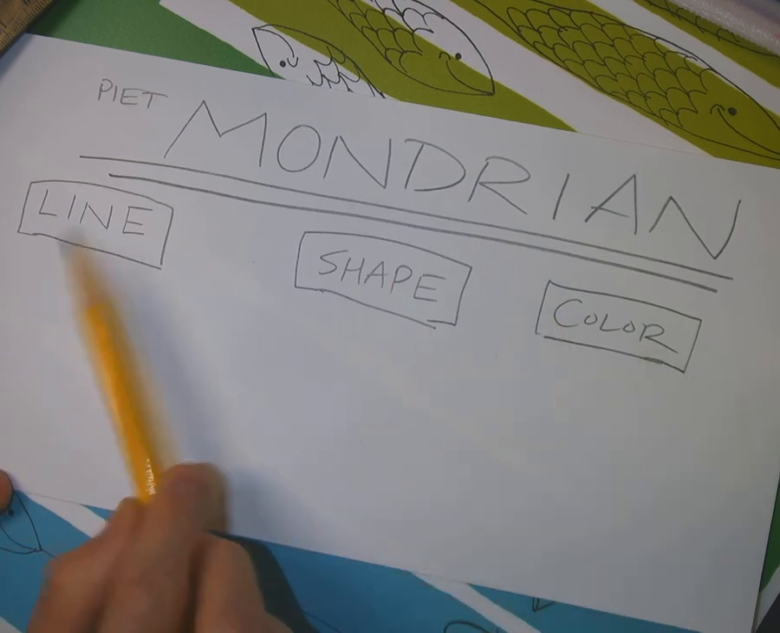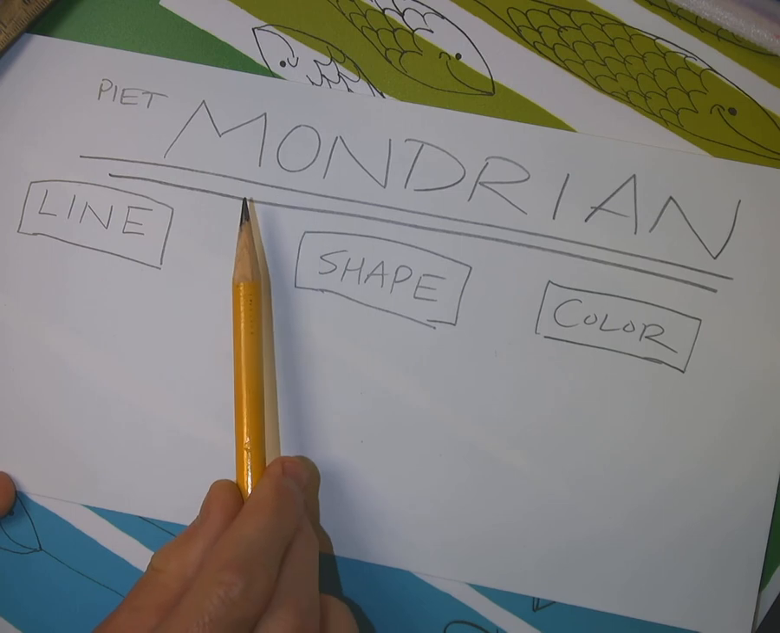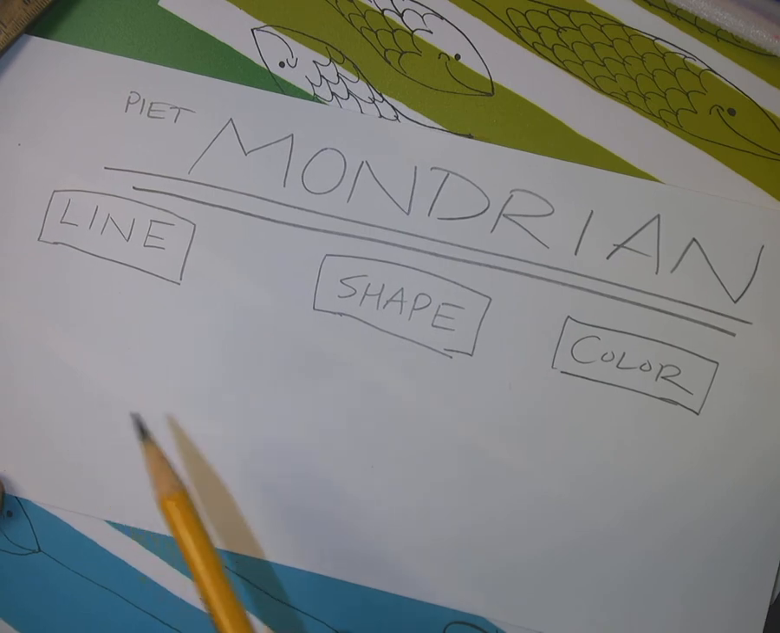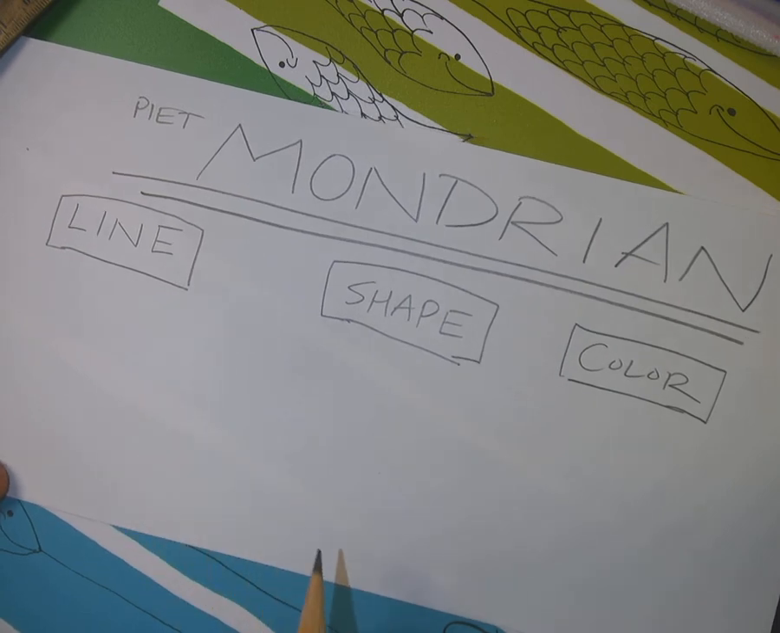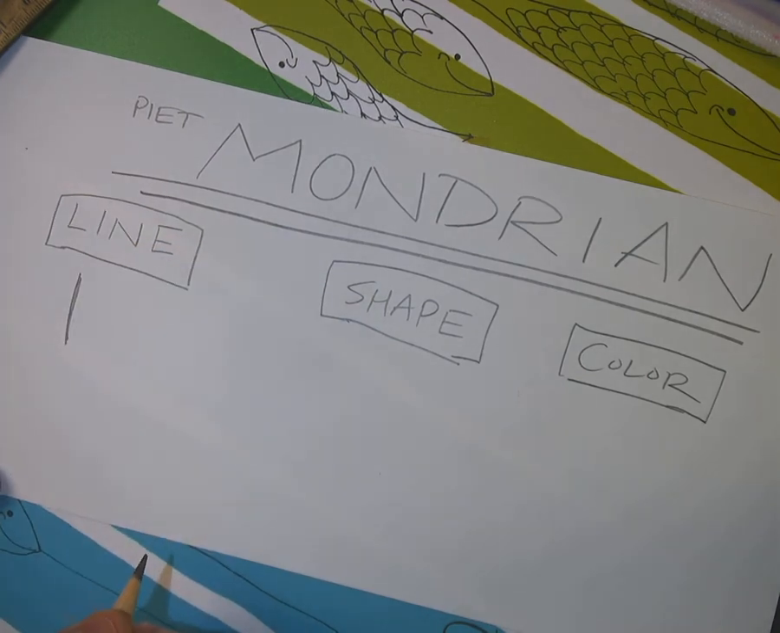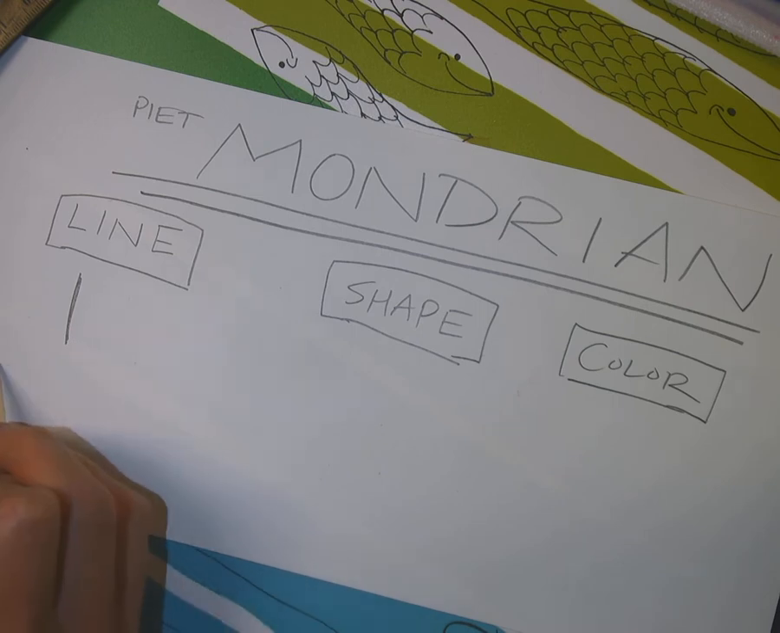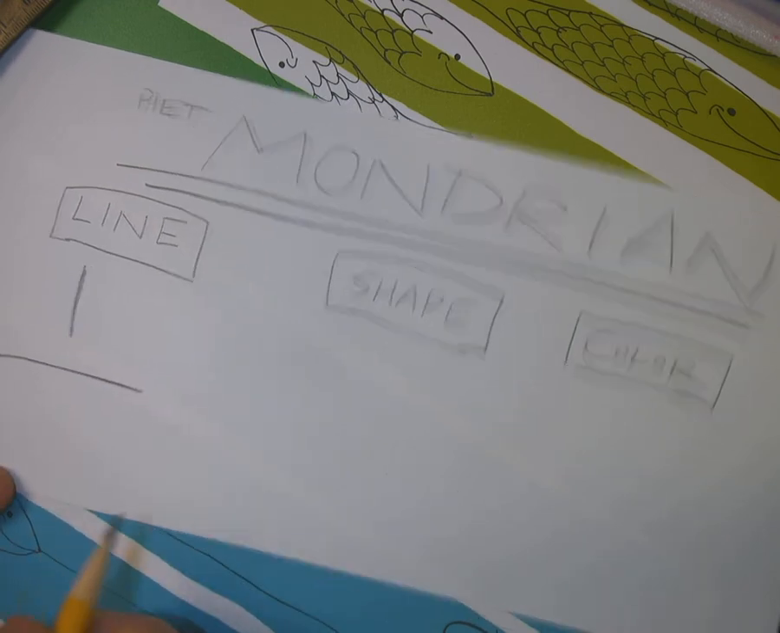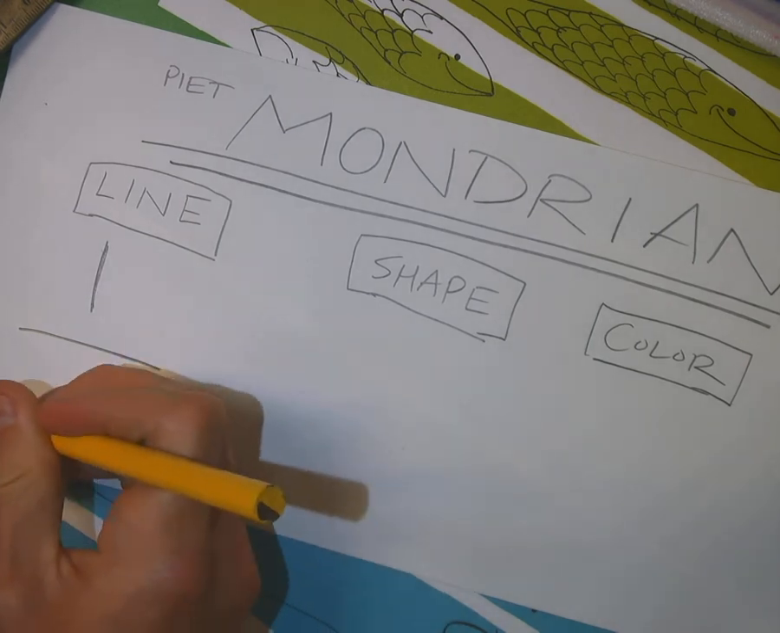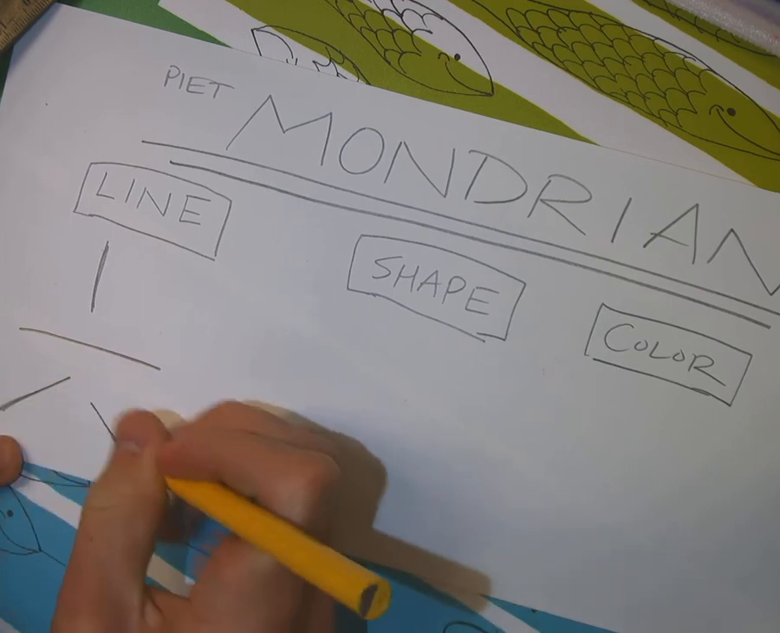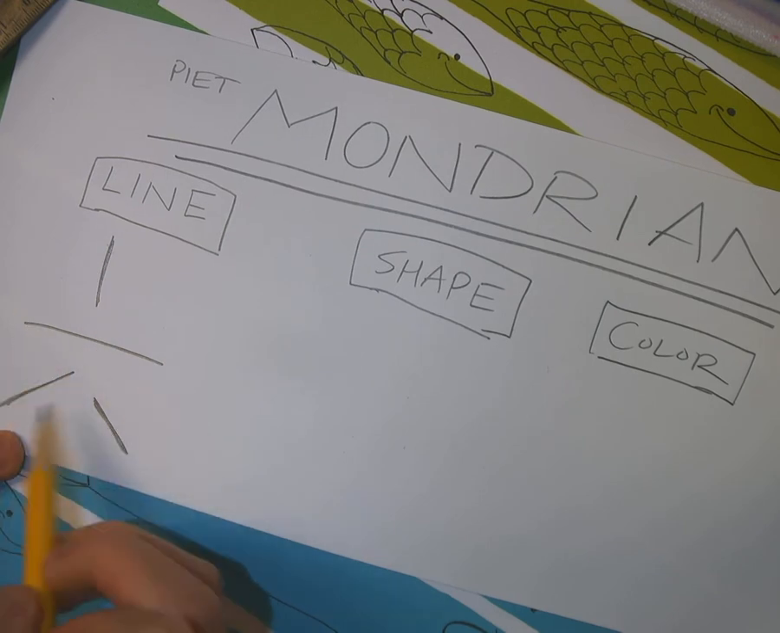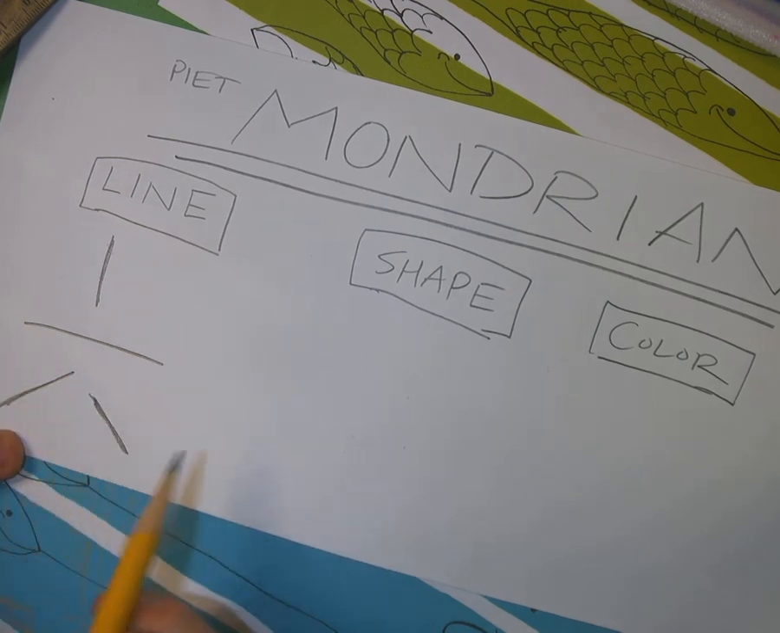So for line, the three kinds of lines that Mondrian loves, and we're going to use as well, are vertical, horizontal, and diagonal. So a vertical line is straight up and down, like that. So that's vertical. A horizontal line is flat side to side, horizontal. And then diagonal is kind of going at an angle. So a diagonal line could go this way or that way. So vertical, tall; horizontal, flat; diagonal, off to the side, like an angle.